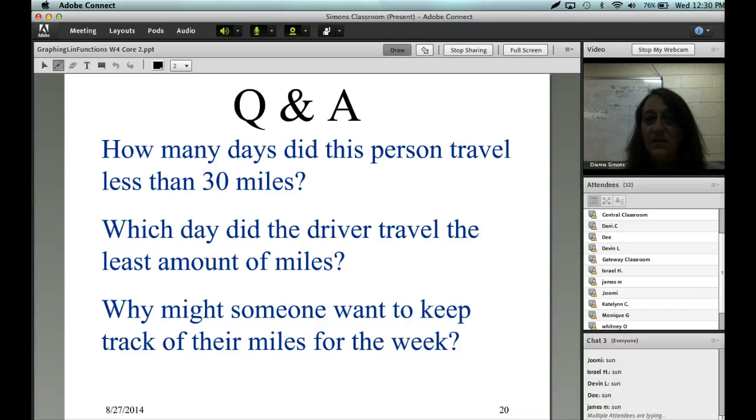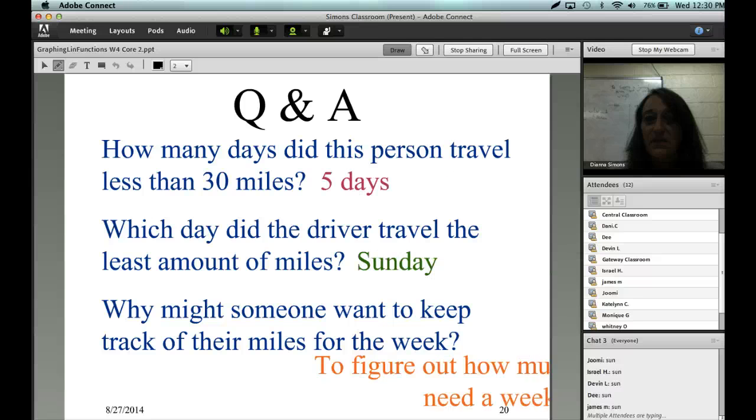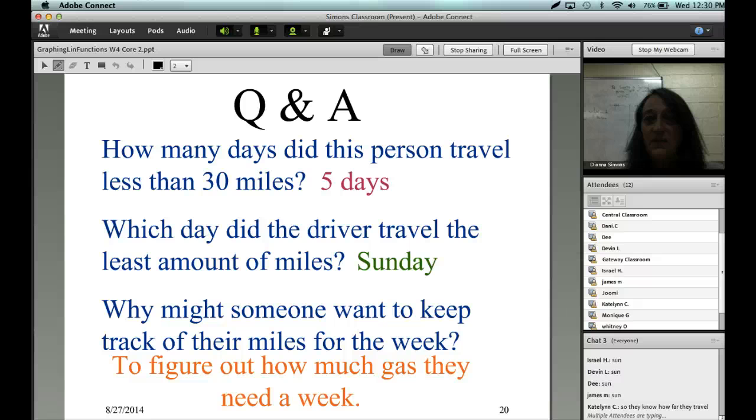And why might someone want to keep track of their miles for the week? Why? So they know how far they traveled. What else? I mean, I have down here to find out how much gas they need a week, but what are some other reasons? What if you had to travel for your job? Why would you want to keep track of how far you went? I will tell you. So you get reimbursed for gas money. Yes, so they can pay for gas.